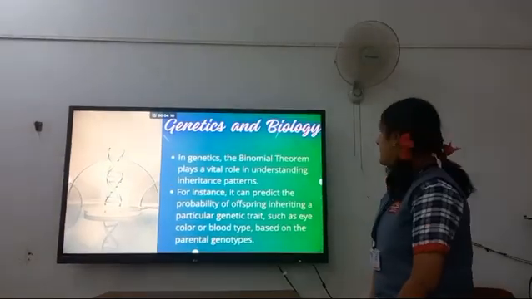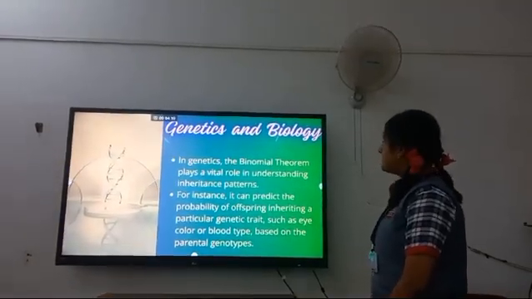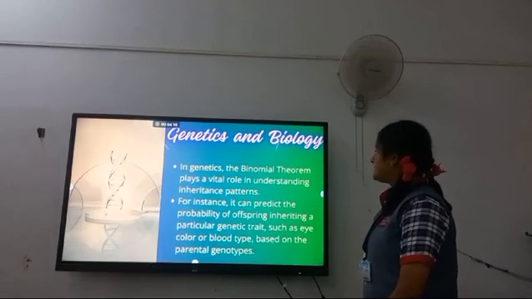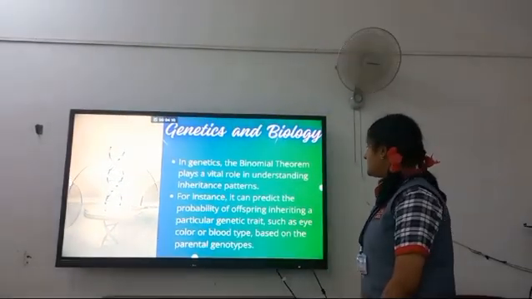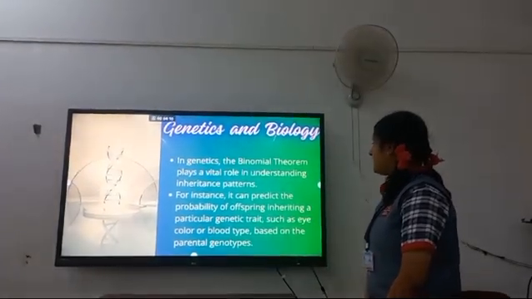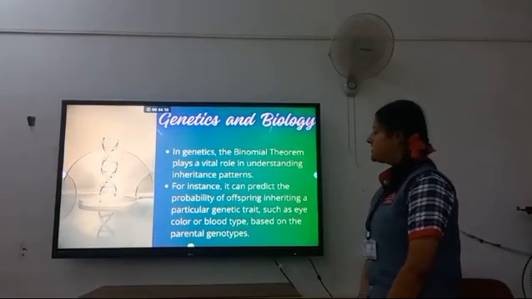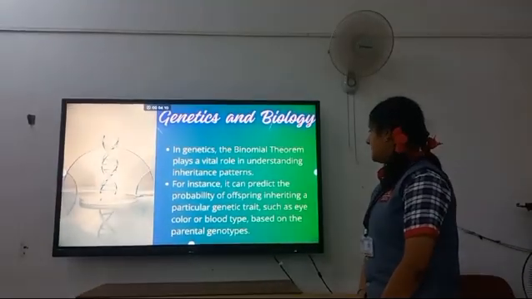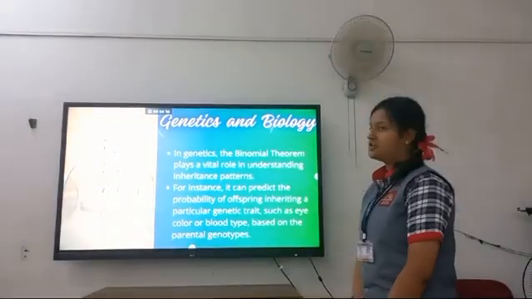Second, genetics and biology. In genetics, the binomial theorem plays a vital role in understanding inheritance patterns. For instance, it can predict the probability of offspring inheriting a particular genetic trait such as eye color or blood type based on their parental genotypes.